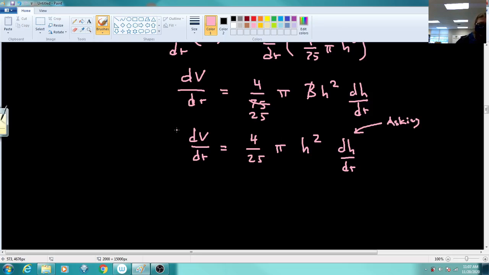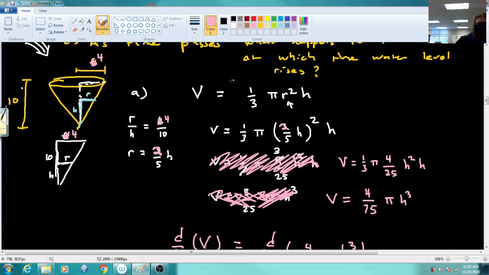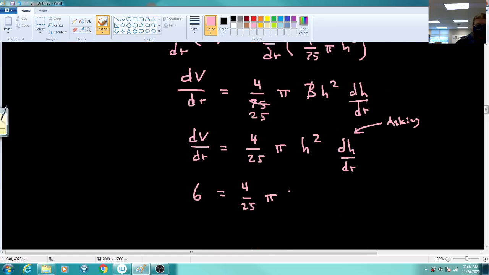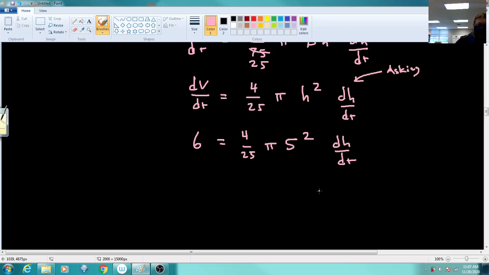We're going to plug in the numbers they give us. dV dt is 6. That's the rate the water comes into the tank. 4/25 times pi stays that. H squared, we're asking when the height is 5, so this is going to be 5 squared. And then we get times dh dt. So when we go to solve this, if we have 6 divided by this stuff here, that should be the change in height with respect to time. So I just divided all these numbers across.